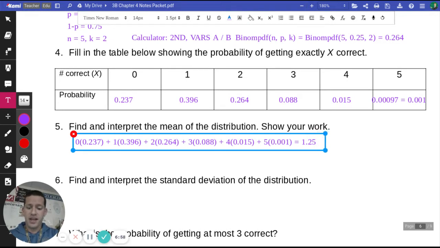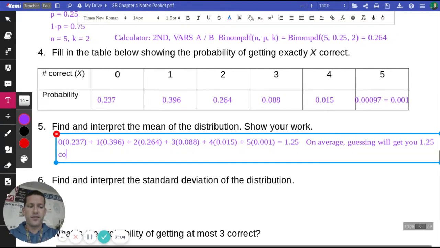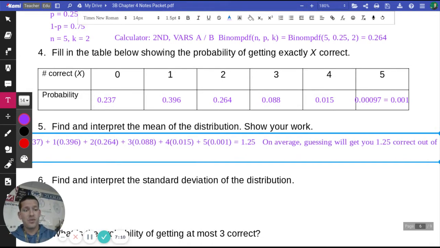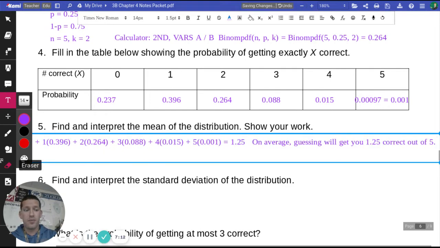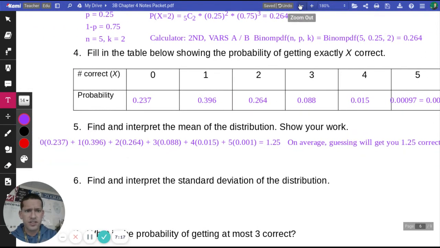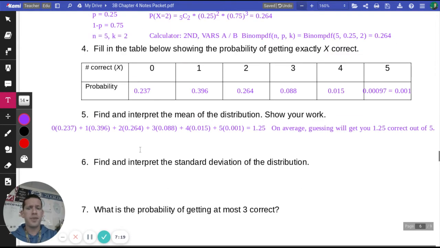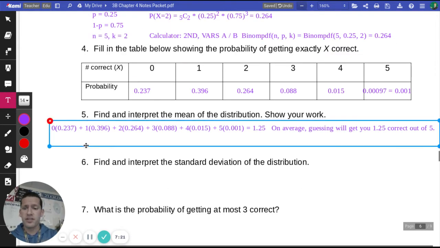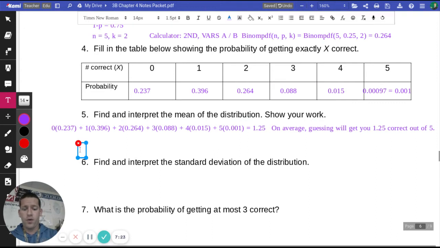So this means that on average, guessing will get you 1.25 correct out of 5. Wow, that's not great. Recommend you study and prep for your quizzes. Did that just disappear? Let's make sure you can see all of that. There we go. There is a quicker way to do this, and it's specifically only for binomial distributions.